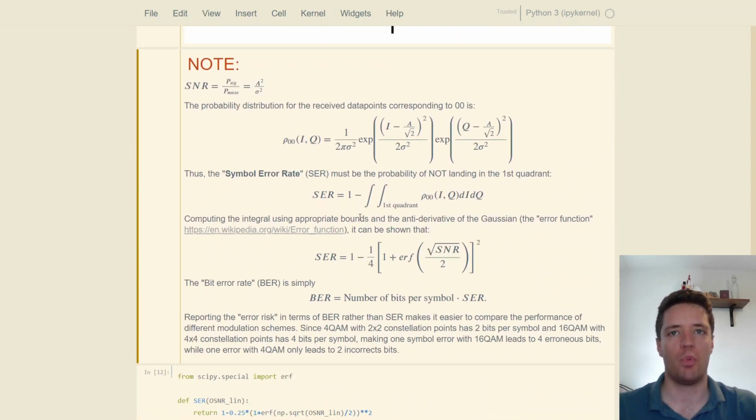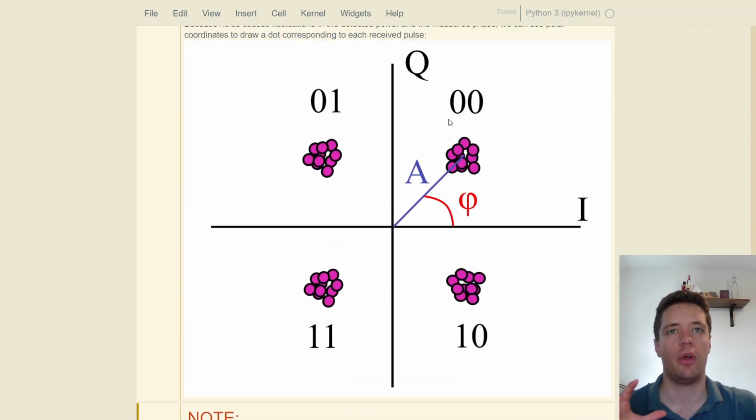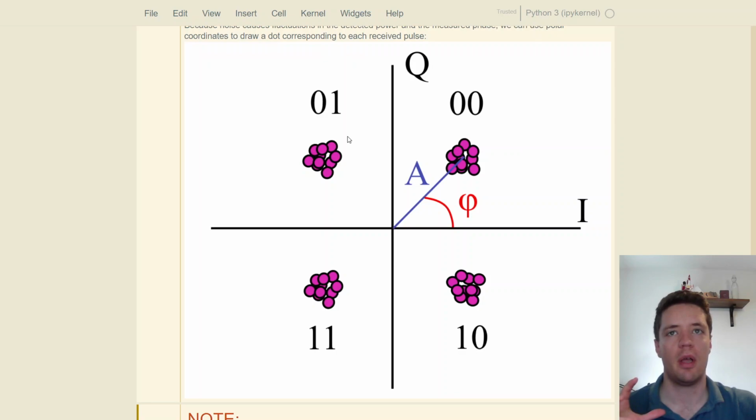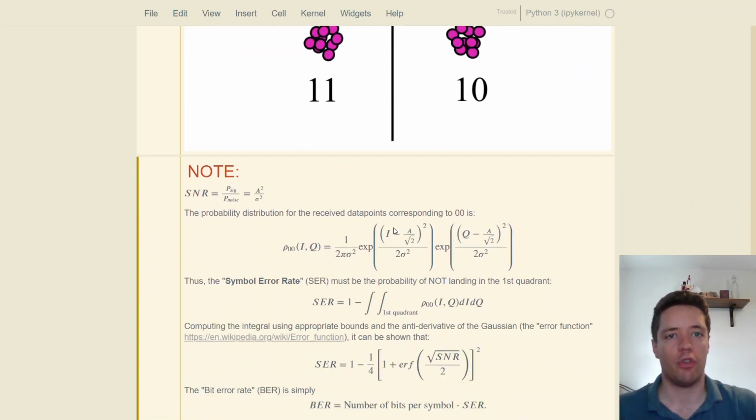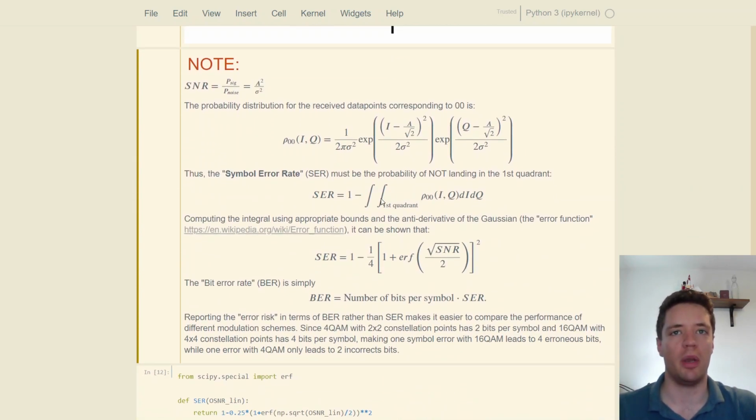So for example, we can think about the symbol error rate then as the risk of a symbol that was intended for this quadrant up here landing in any one of the other quadrants. So to find that error rate, we can simply take 1 minus the probability of landing in the first quadrant, because obviously the probability of landing outside the quadrant will be the probability of landing anywhere in the whole plane minus the probability of landing where you intended to. That gives us the symbol error rate.